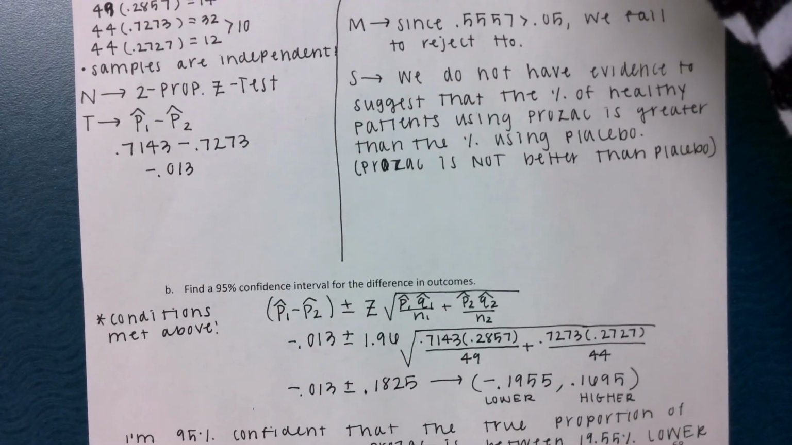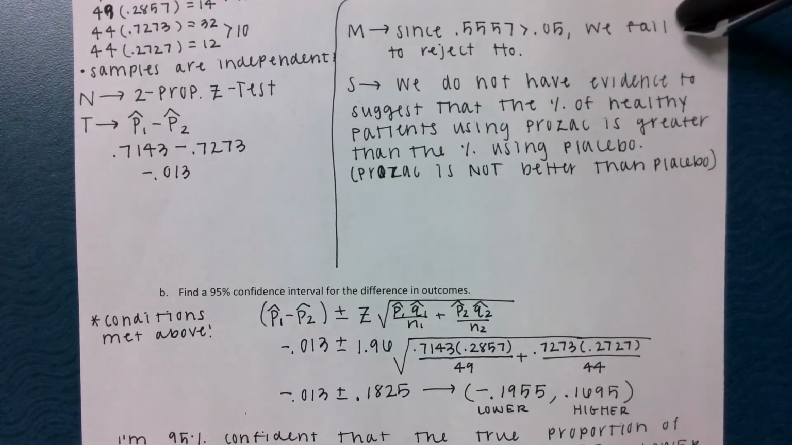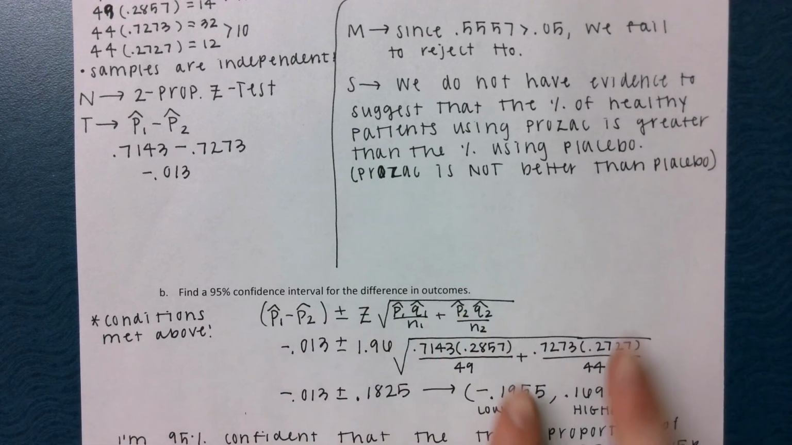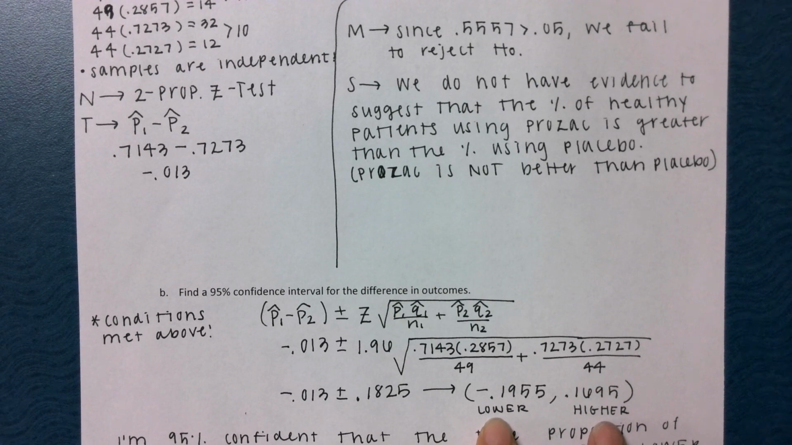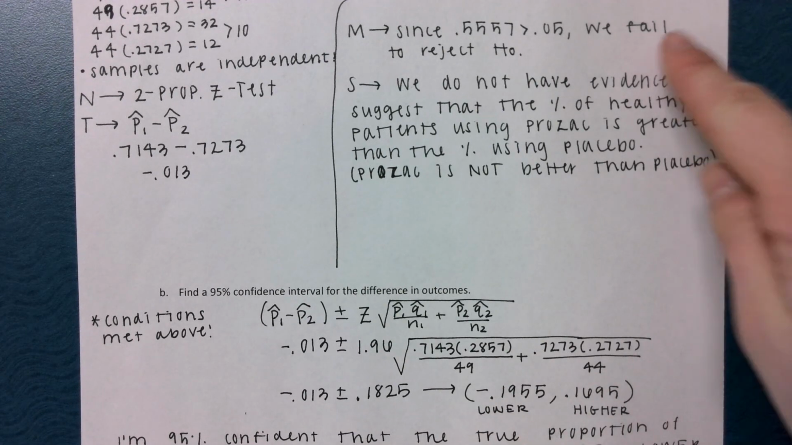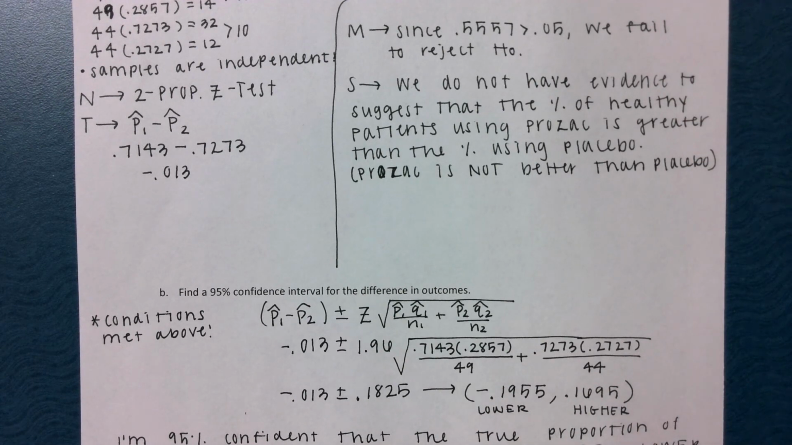Okay, you'll notice this, that any time that you fail to reject in your hypothesis test, your confidence interval should be one of these weird ones where you have one that's lower, one that's higher, which is matching your explanation in your hypothesis test.